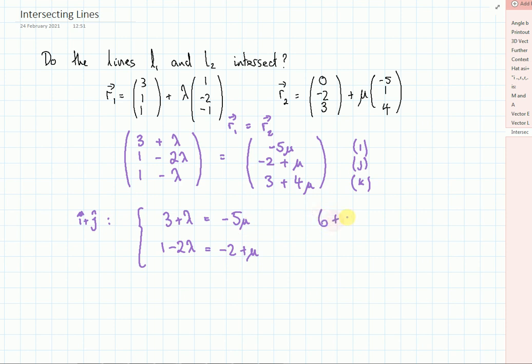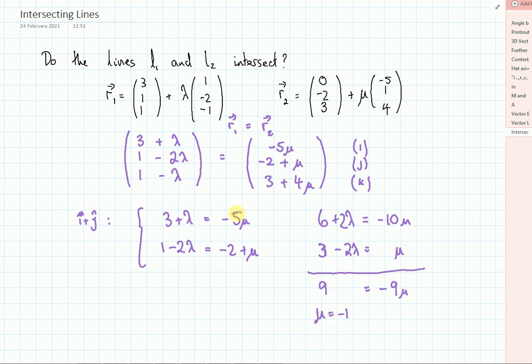So 6 plus 2 lambda equals minus 10 mu. And 1 minus 2 lambda, let's bring the minus 2 across as well. So we've got 3 minus 2 lambda is equal to mu. If we add the equations together, we're going to get 9, the lambdas have disappeared, equals minus 9 mu. So mu equals minus 1.